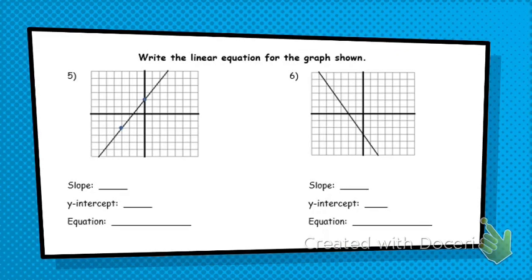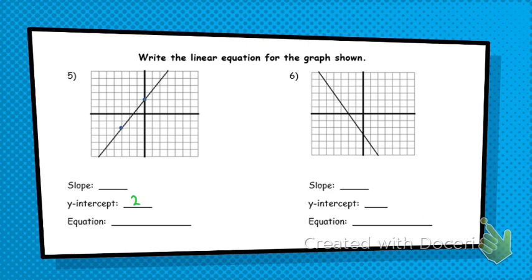All right. Write the linear equation for the graph shown. I always like to start at the y-intercept and at least determine what that value is. So that's going to be my b value. My y-intercept is going to be at (0, 2).